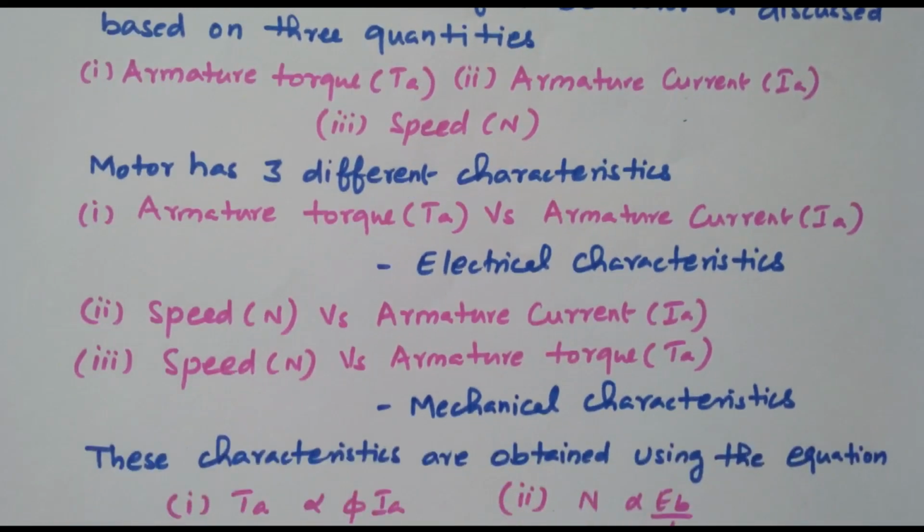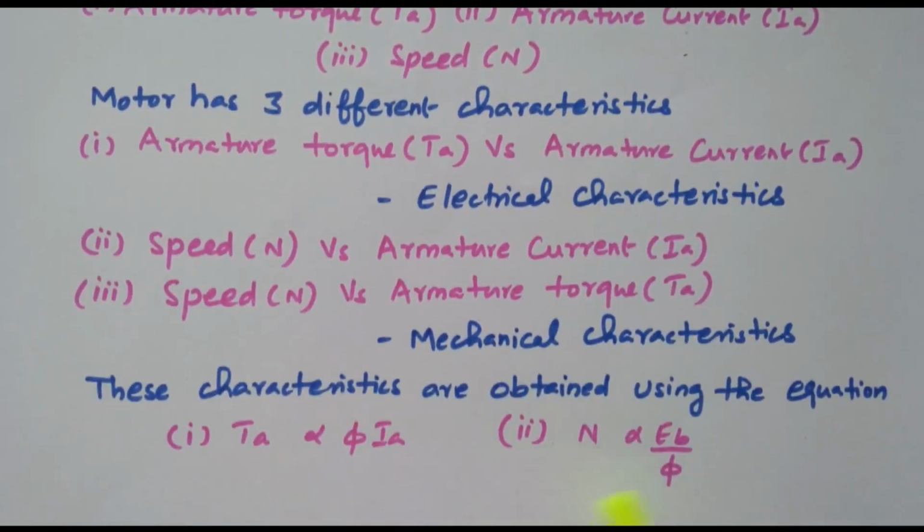These three characteristics are given by two different relations. TA is directly proportional to phi into Ia: armature torque is proportional to flux into armature current. The second one, N is directly proportional to Eb by phi: speed is proportional to back EMF and inversely proportional to flux. So based on that, we can analyze the characteristics of a DC motor.